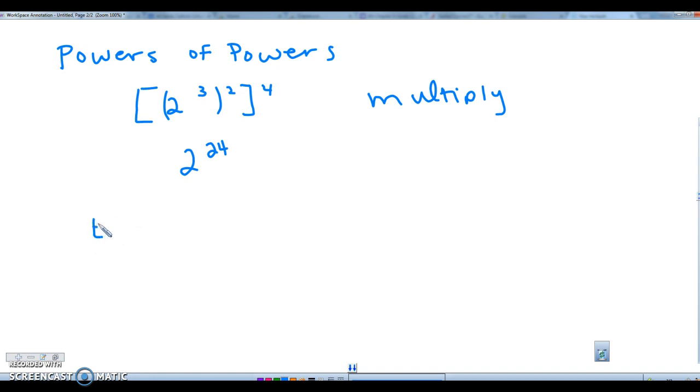But let's try another example on our own here. What if I just have 2 squared to the 4th? Try that one. Good, we should have gotten 2 to the 16th power.